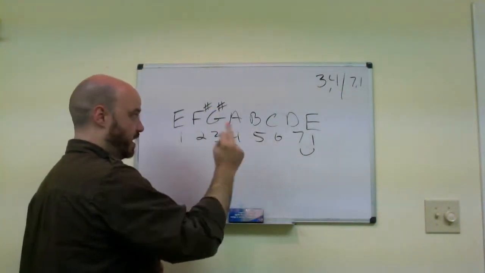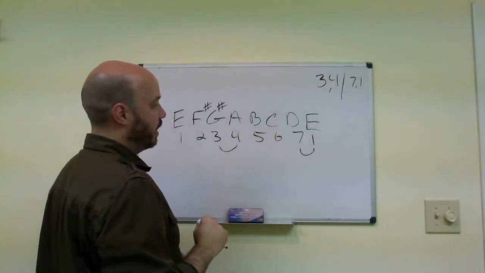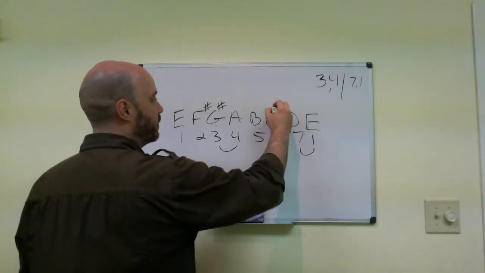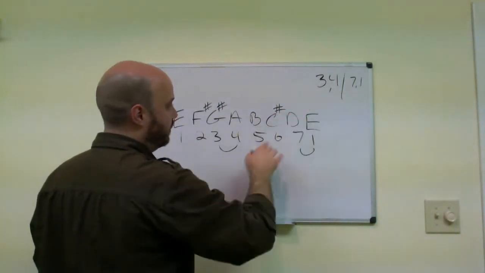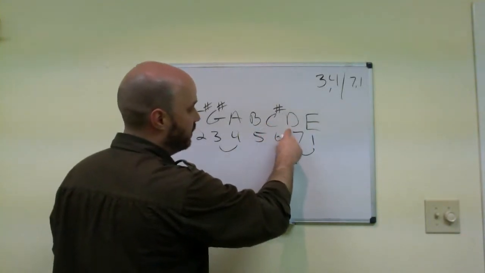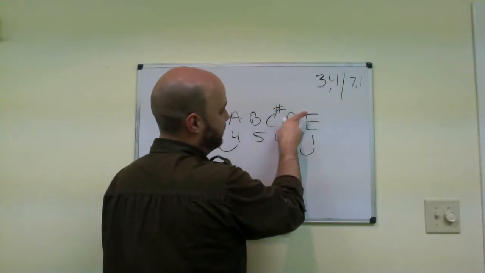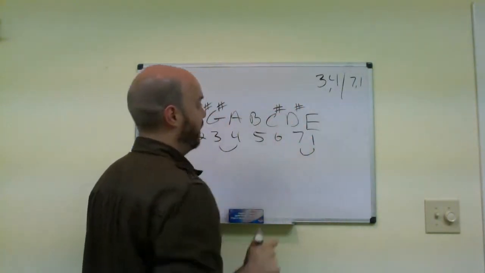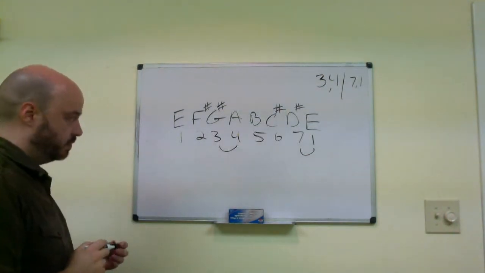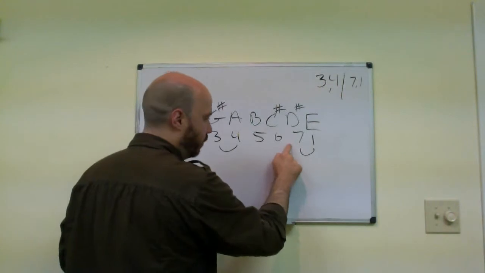A to B, that is a whole step, not a problem. B to C, this is not a whole step. This is a half step. So C sharp moves this C away from the B. It also moves it closer to the D, creating a half step here, which we don't want. Move this D farther from the C, closer to the E, by adding a sharp. Now we have a half step between the E and the D. So now we have whole, whole, half, whole, whole, whole, half.